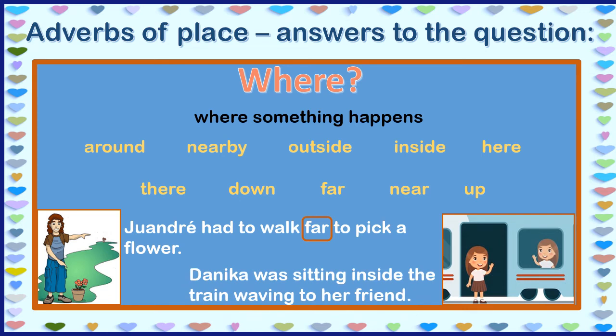Danica was sitting inside the train waving to her friend. Now this sentence actually has two verbs, but let's focus on the first one. Danica was sitting. Where was she sitting? She was sitting inside the train, waving to her friend.